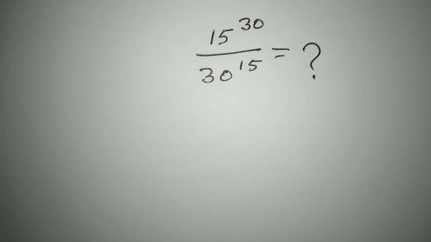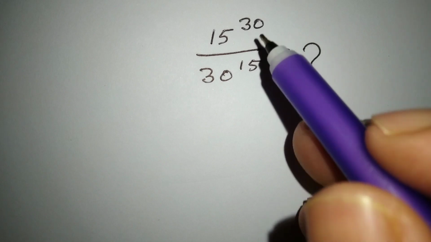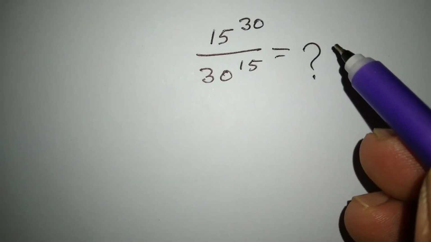Hi guys, today I am going to solve this nice exponential math problem: 15 to the power 30 divided by 30 to the power 15 equals what?